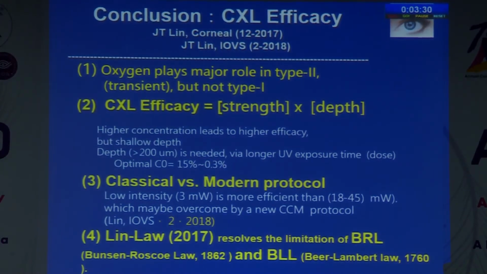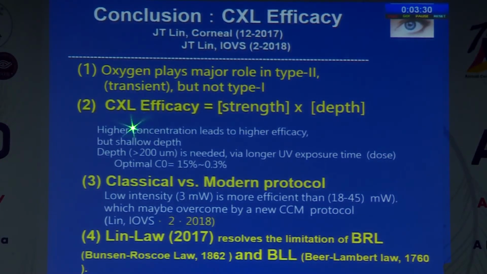The efficiency, I think I put the conclusion first before you get into sleep. I talk about 1, 2, 3, 4, summarize the result, and I'll give you a little more detail. Now, oxygen plays the major role in type 2, but not in type 1. This has been a debating issue, and most of the European people don't believe what I say, and the Americans believe. There are two kinds of argument now: do we need oxygen or not, and is the process type 1 or type 2 dominant? I think it's still an open question now.